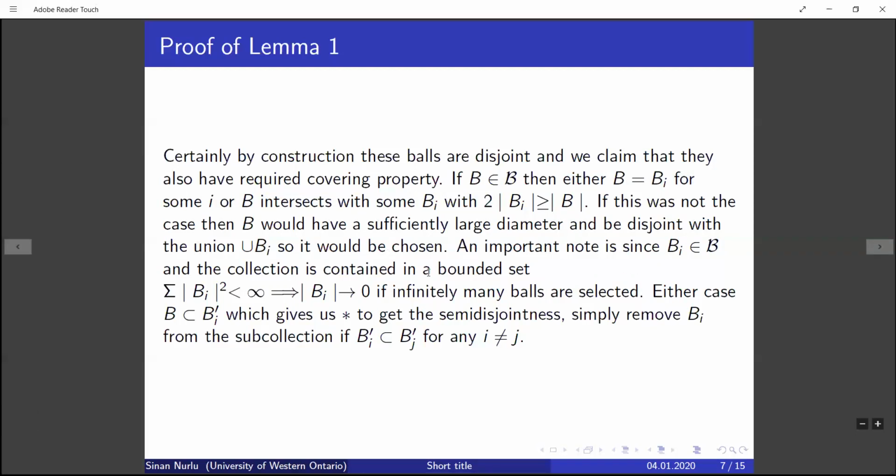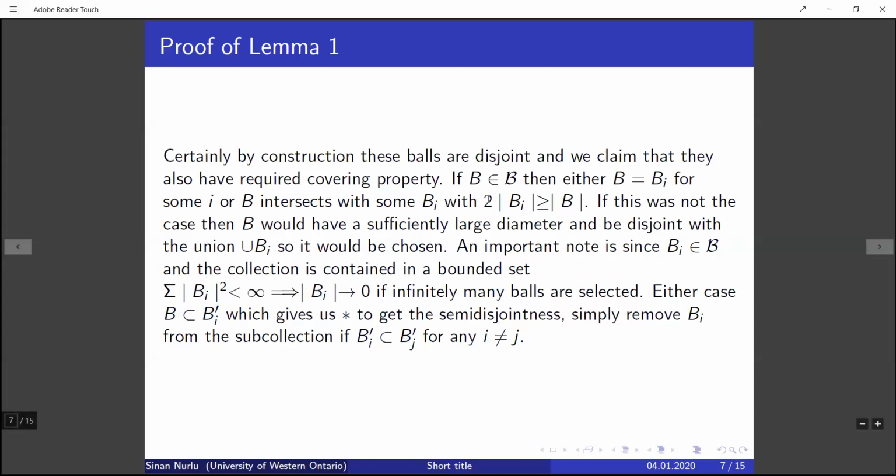So here I'd like to observe a few facts. Because we're in a bounded region and these Bi's are disjoint, the summation of their diameters is finite. But this implies, from basic calculus, the general term must go to 0. Of course, this is in the case where infinitely many balls are selected. I mean, we're in a bounded region with balls of radius diameter Bi over 2. So since the region is bounded, their summation must also be finite. Anyway, in either case, either B is in our collection or B intersects with some Bi with 2 times the diameter of Bi larger than the diameter of B, we still have this property.